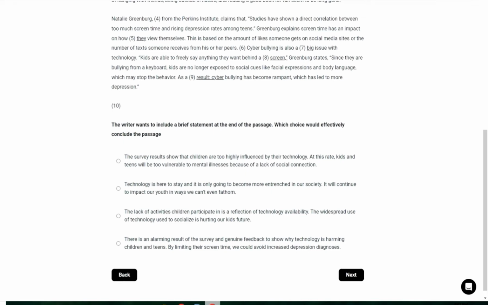Which choice would effectively conclude this passage? Okay, let's read them here. Now, our first one says, the survey results show that the children are too highly influenced by their technology. At this rate, kids and teens will be too vulnerable to mental illnesses because of a lack of social connection. Okay, let's go B. Technology is here to stay and is only going to become more entrenched in our society. It will continue to impact our youth in ways we can't even fathom.